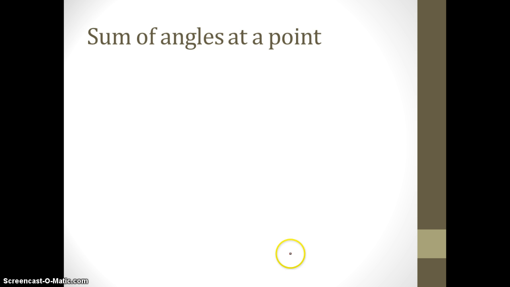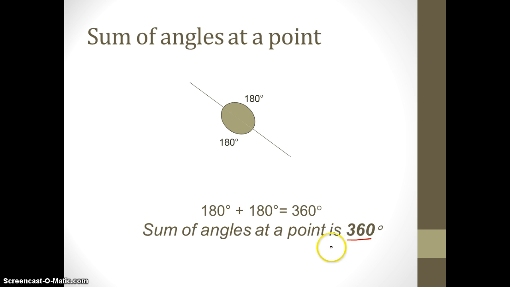Sum of angles at a point. We know that on a straight line, we have 180. On the other side is also 180. Therefore, angles at any point here will also add up to 180 plus 180, 360 degrees. So sum of angles at a point is 360 degrees.